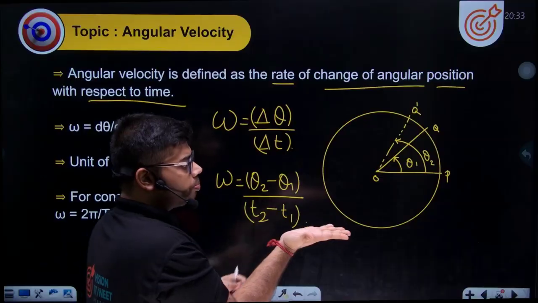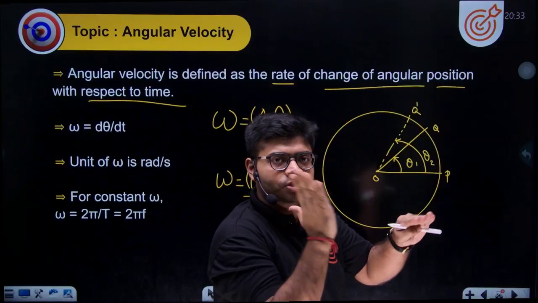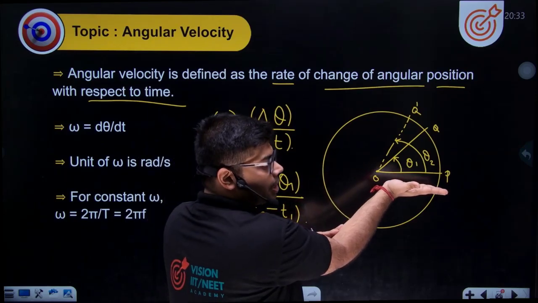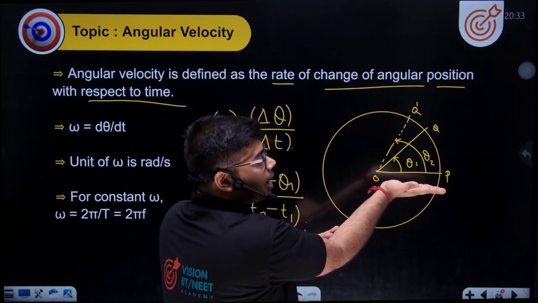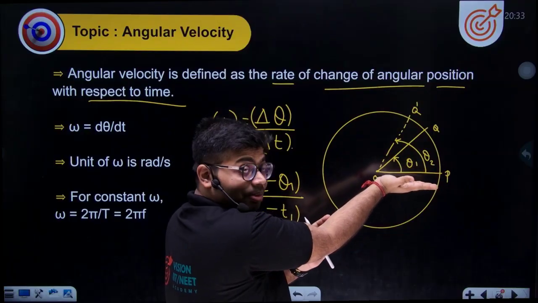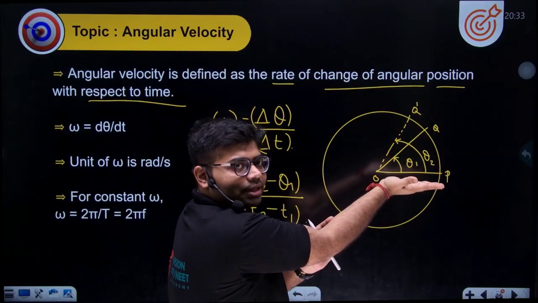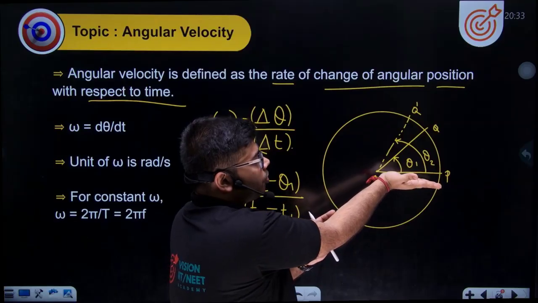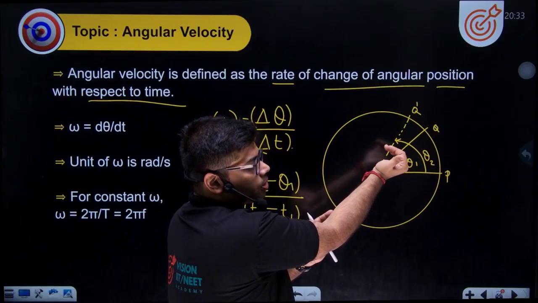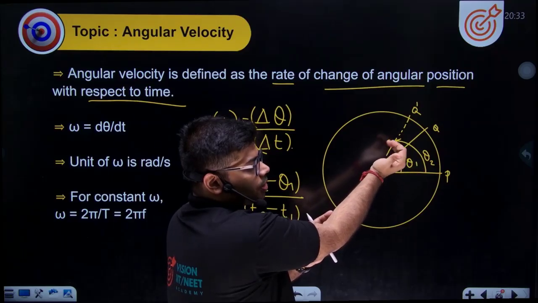You are going to point the fingers of your right hand towards P, like OP. You point the fingers, and in which direction is the rotation taking place? From P to Q. You curl your fingers like this, from P to Q. P से Q rotate कर रहा है.